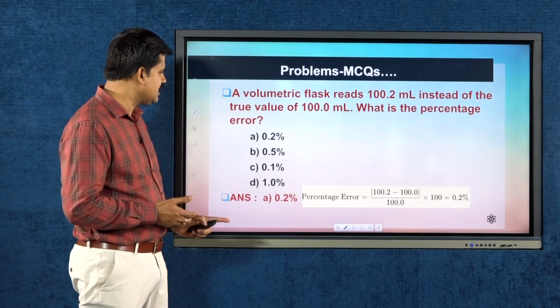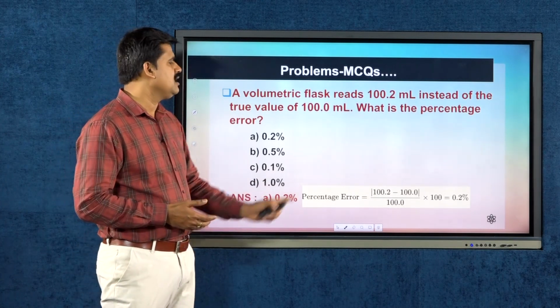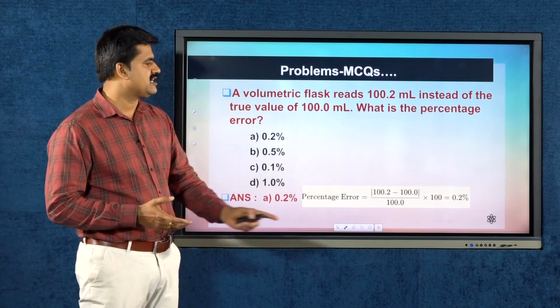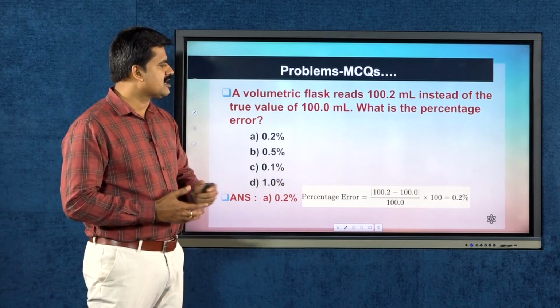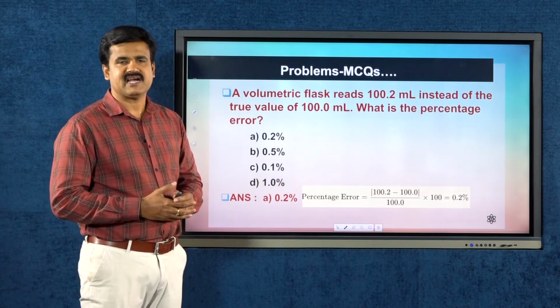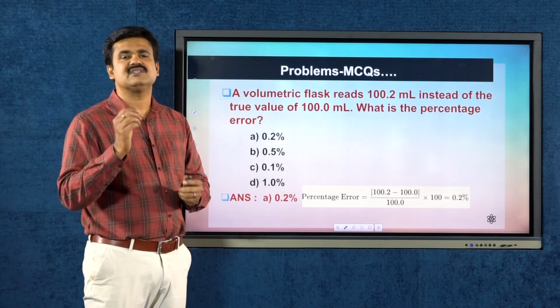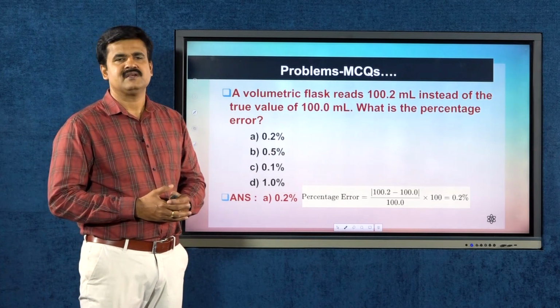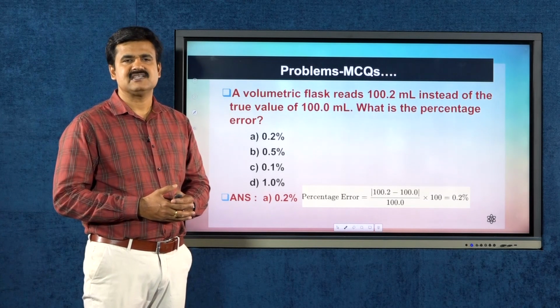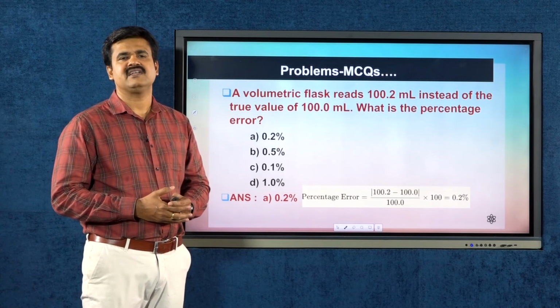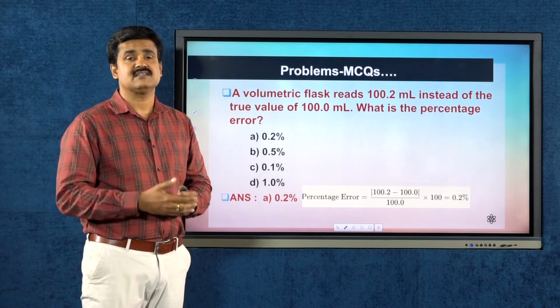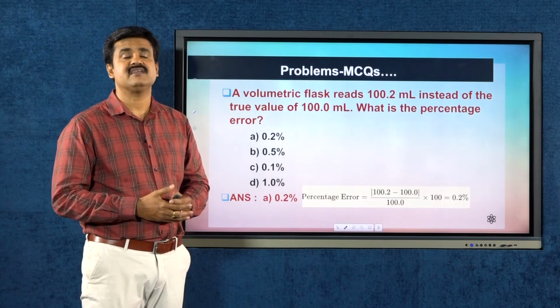It is clear that the answer is 0.2 because percentage error is calculated using this expression: 100.2 minus 100, divided by 100, multiplied by 100. So, the result is 0.2. Thus, we have discussed various kinds of errors and the different ways to minimize or rectify the errors.